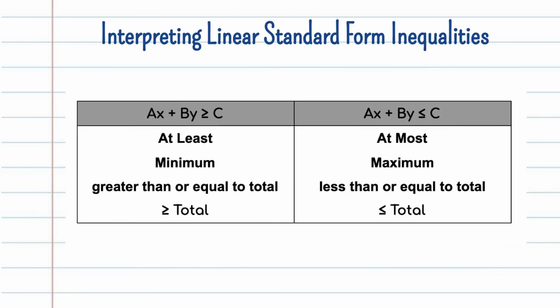So take a screenshot of these notes for interpreting linear standard form inequalities. We've got all the context clues that go with ax plus by is greater than or equal to c, and then ax plus by is less than or equal to c. We're going to need this when we do the practice in our Nearpod lesson.